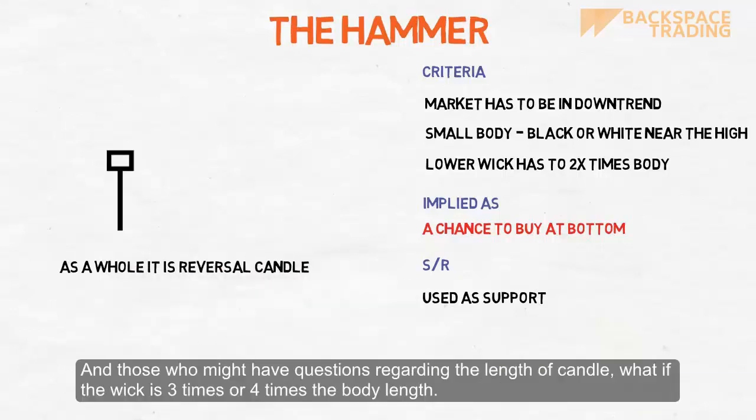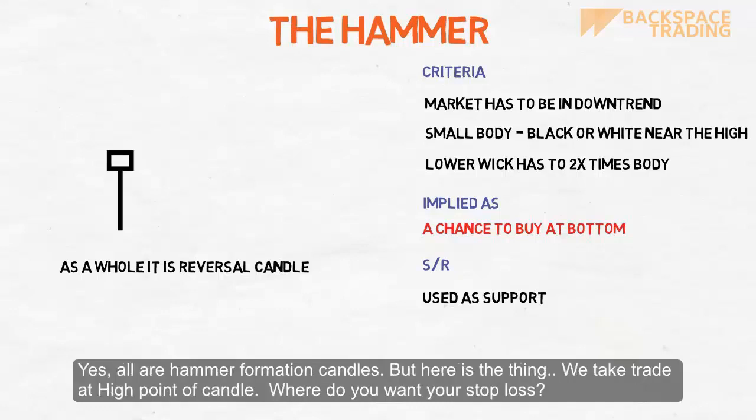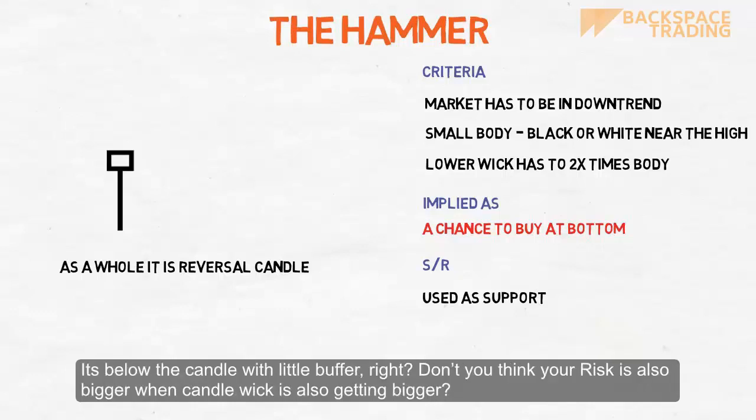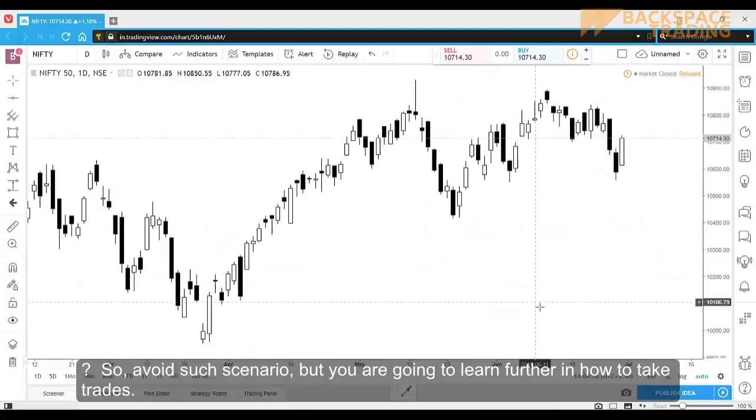And those who might have questions regarding the length of the candle, what if the wick is 3 times or 4 times the body length? I would say yes, all are hammer formation candles, but here is the thing, we take the trade at the high point of the candle. Where do you want to place your stop loss? Of course it's below the candle with a little buffer, right? Don't you think your risk is also bigger when the candle wick is getting bigger? So avoid such scenarios, okay? And you are going to learn further on how to take trades now.